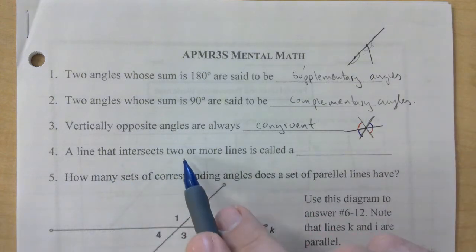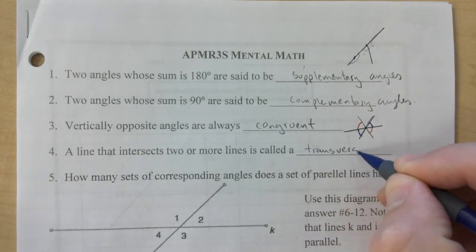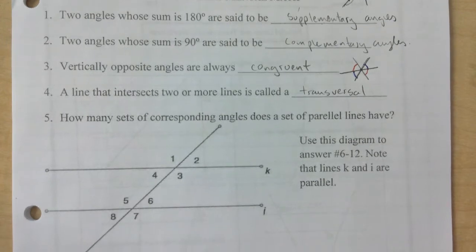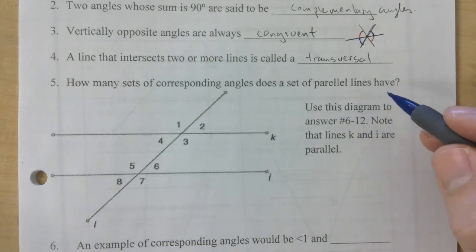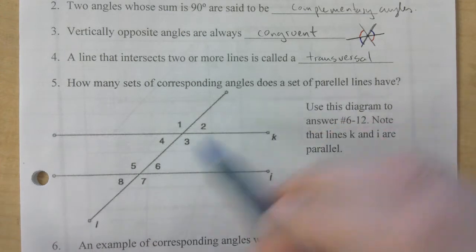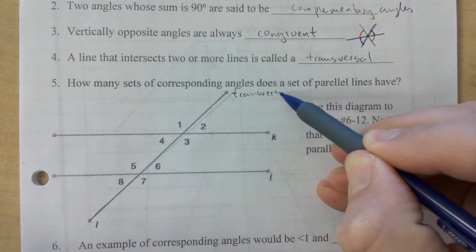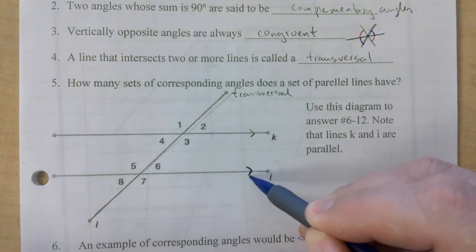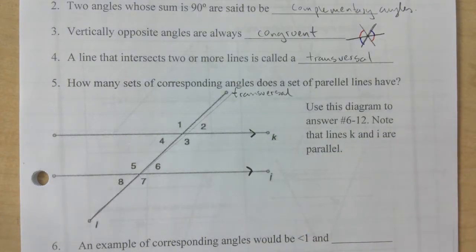A line that intersects two or more lines is called a transversal. How many sets of corresponding angles does a set of parallel lines have? Okay, so technically this is a transversal right here, and these are my parallel lines here. Usually they should have a marking there. Some of the homework questions you just have to assume it, the ones that look parallel are indeed parallel.